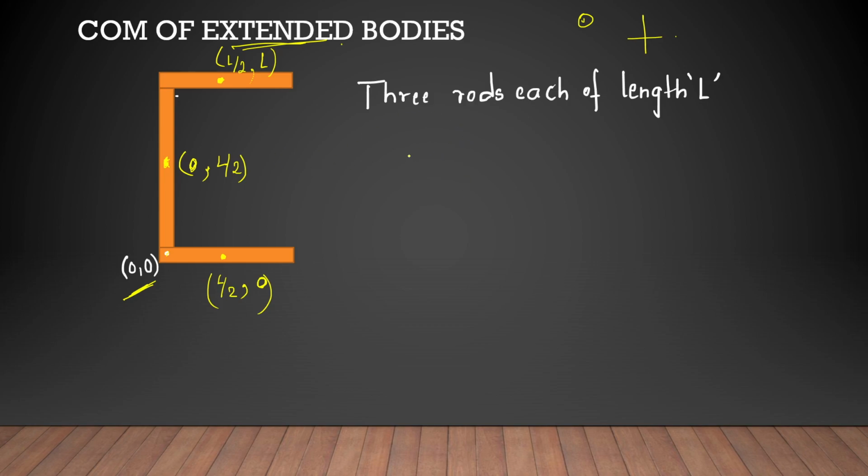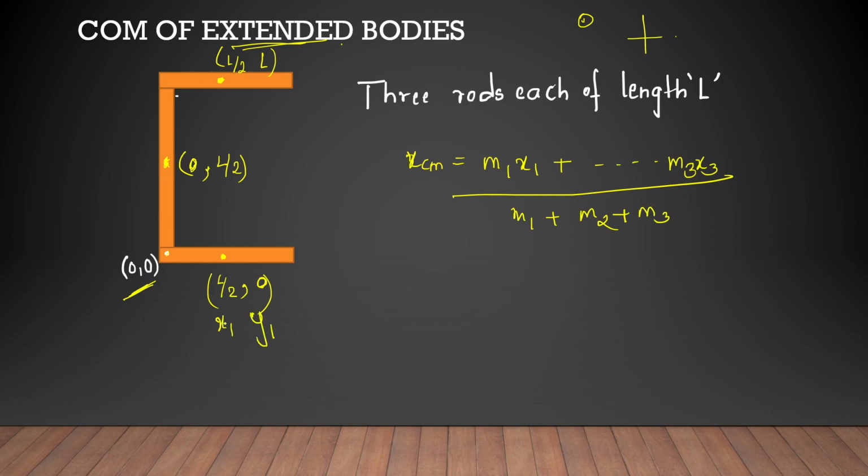After that, to find the xcm, the formula here is m1 x1 plus m2 x2 plus m3 x3, because there are 3 rods, divided by m1 plus m2 plus m3. Here we give this point as x1 y1, so this is x1, substitute here x1. Similarly this is x2 y2 and x3 y3. Rest all remains the same. We just have to substitute x1 as L by 2, x2 as 0 and x3 as L by 2.